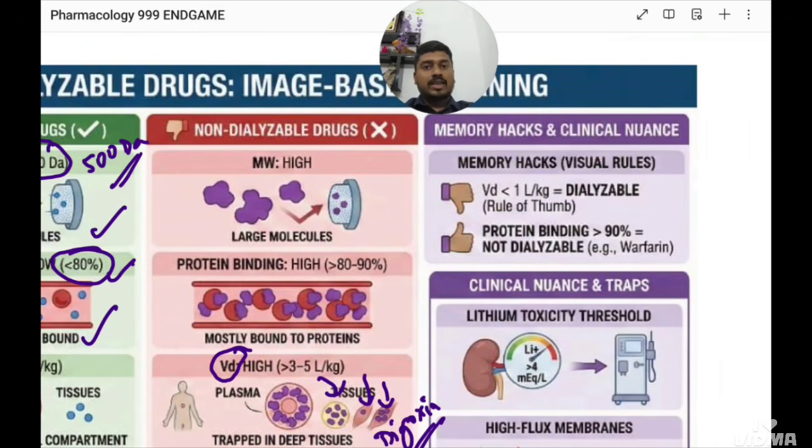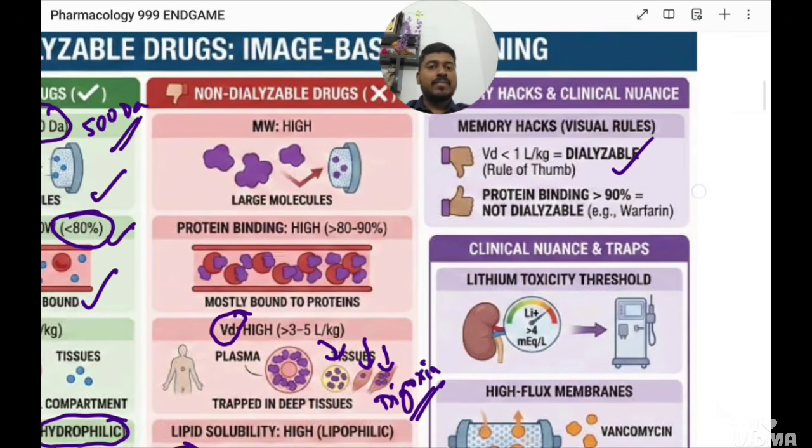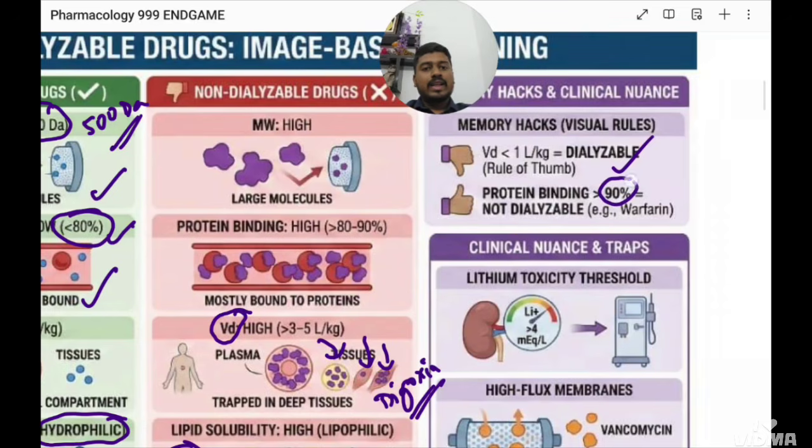Okay, so last time when I told you what is low VD, medium VD, and high VD, it was less than 10, 10 to 20, and 20 to 40. That was the total in liters. Okay, this is liter per kg. So if the VD is less than 1 liter per kg, then it is dialyzable. Next, if protein binding is not more than 90, or in some cases more than 80, it is non-dialyzable.